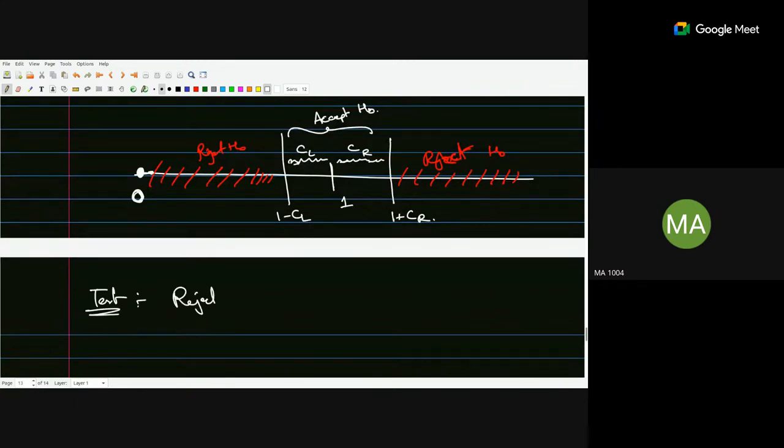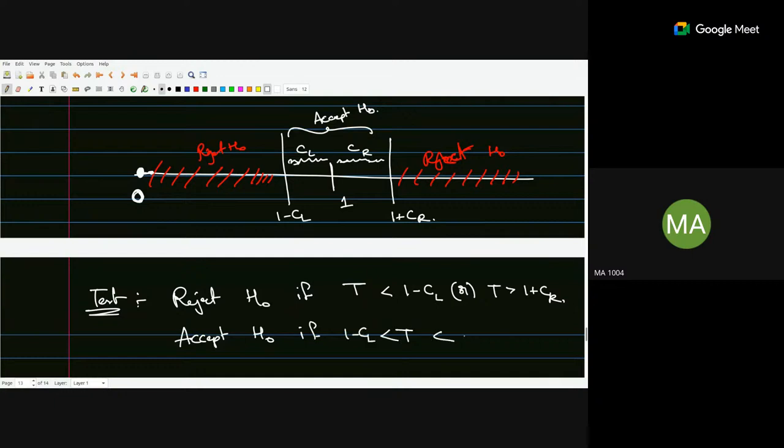So I am going to reject my null if my test statistic is less than 1 minus CL or if it is greater than 1 plus CR. Either of the cases I am going to reject. If you write the accept case, it will be very clear to you. I'm going to accept H naught if this T lies in between 1 minus CL and 1 plus CR. I will only accept some length to the right side of 1 and some length to the left side of 1. Why do we write it this way?